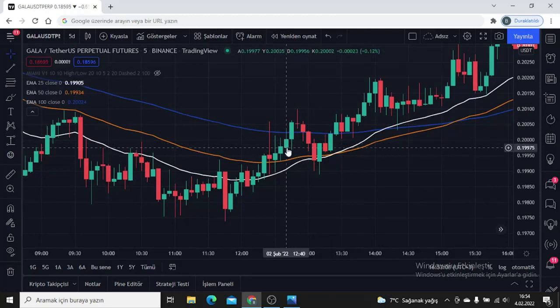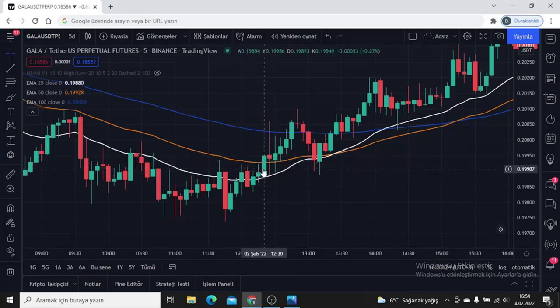As you will see here, the moving averages are completely changing. The 25-day moving average is at the bottom, so what does that mean? It tells us that there is a downtrend. But even in a downtrend, when it gets a reaction on a 5-minute chart, we can earn little profits.